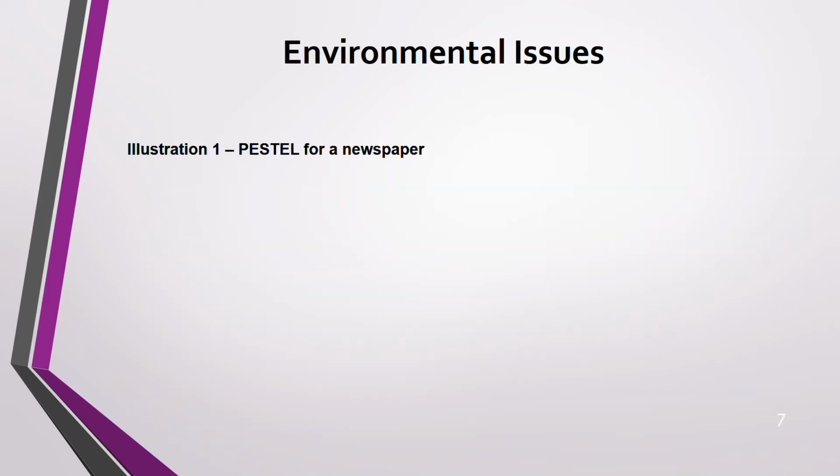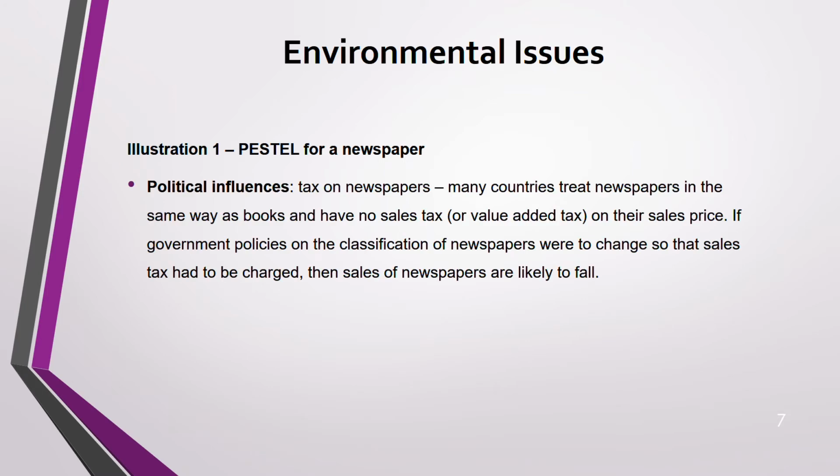Now let us move on and illustrate this. We'll illustrate by using this PESTLE model in the newspaper industry. Same, all the six factors we'll go through, starting with P, political influence. What could be the political influence? Tax on newspapers. You might be shocked how tax on newspapers. See, many countries treat newspapers the same as a book, and they have no sales tax or VAT in their sales price.